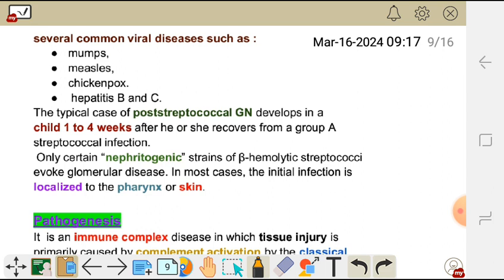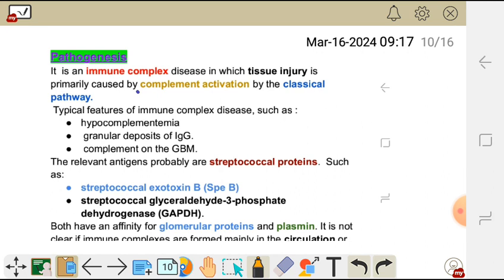The typical case of streptococcal glomerulonephritis develops in a child 1 to 4 weeks after he or she recovers from a group A streptococcal infection. And what we should know is that only certain nephritogenic strains can evoke glomerular disease. Now, that was an introduction. Now, let's move on to the pathogenesis. How does this disease take place?